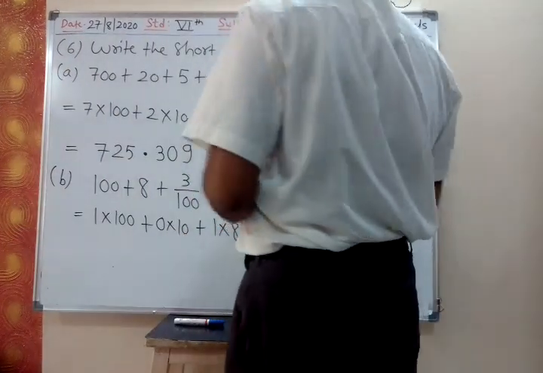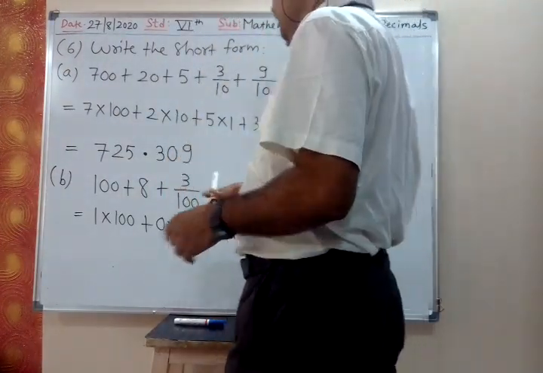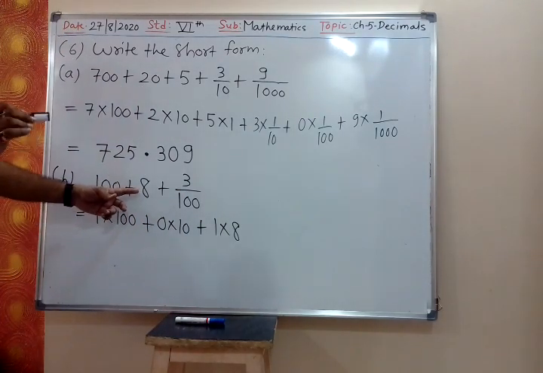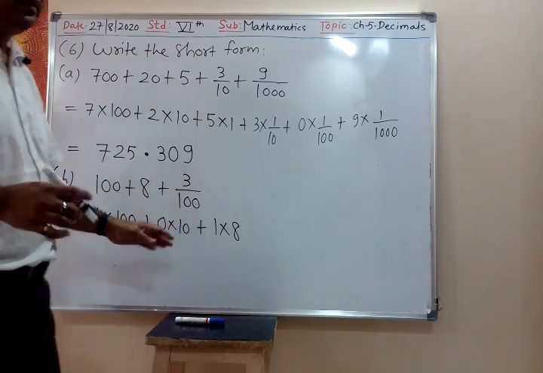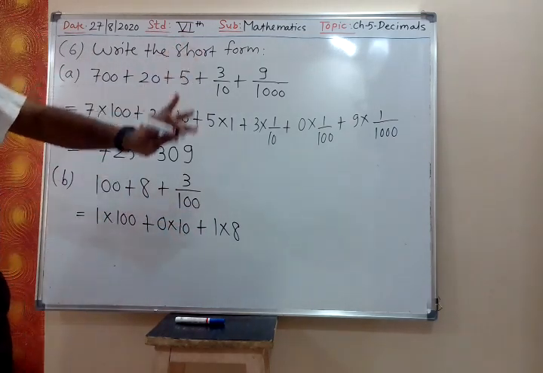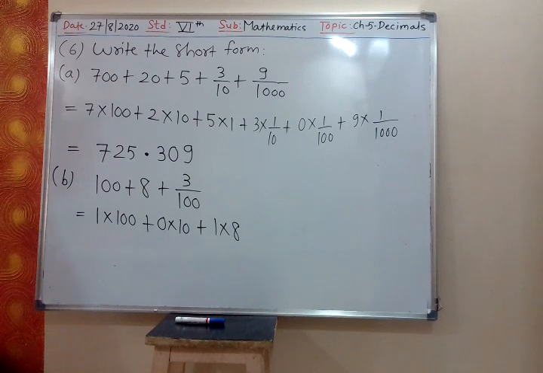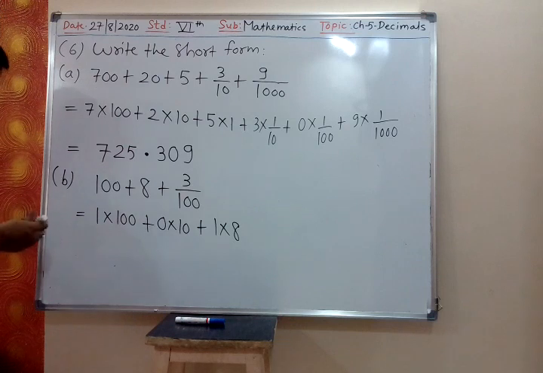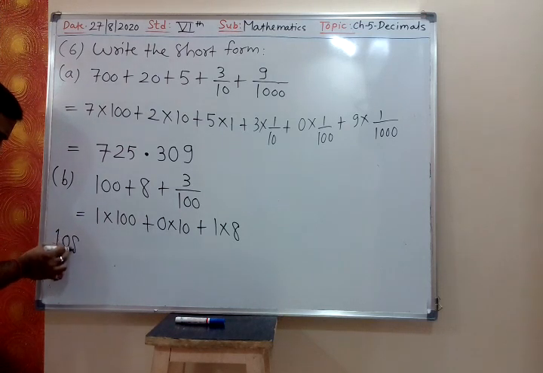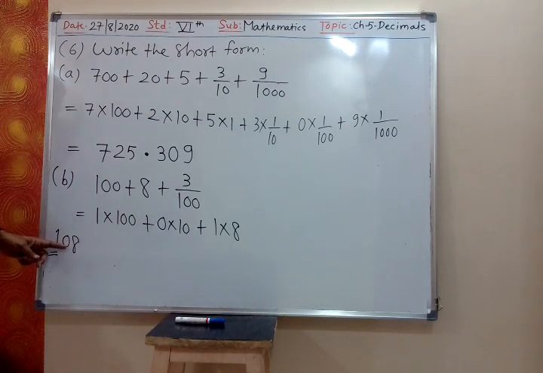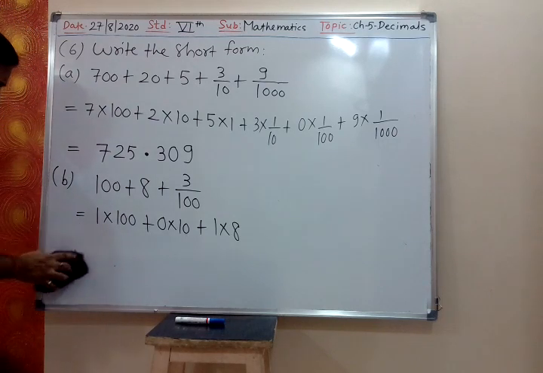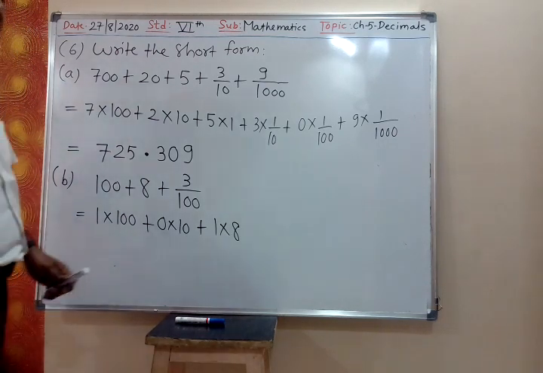Wait, 8 multiplied by 1, correct, because it is 108. What is the position of 1? The position of 1 is hundreds. The position of 0 is tens. The position of 8 is ones. 100 plus 8 is 108.